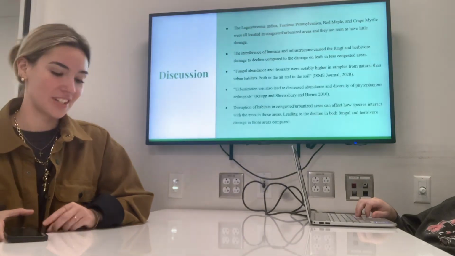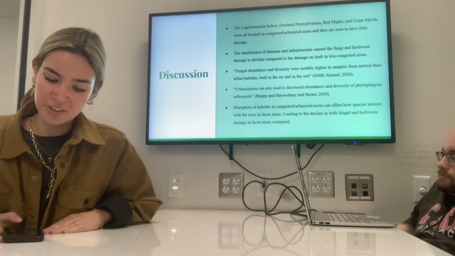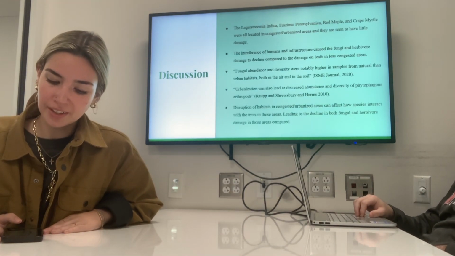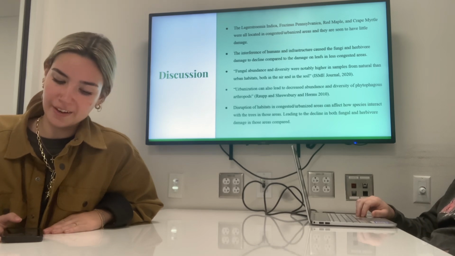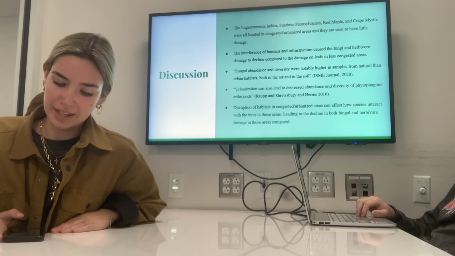Next, we have the discussion. The collected data shows how much fungal and herbivore damage is observed on each tree, also shown in figure 2. The trees that are located in congested and more urbanized areas are shown in blue. Trees in non-congested areas are shown in red.